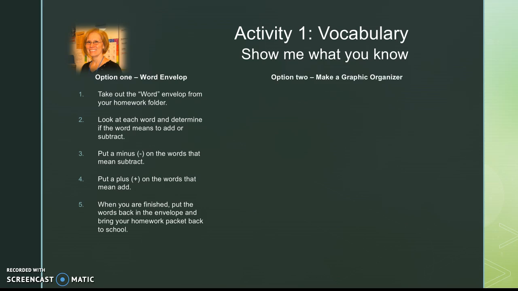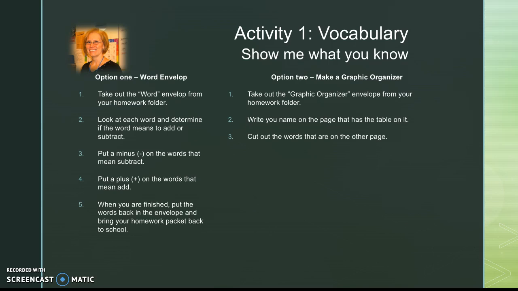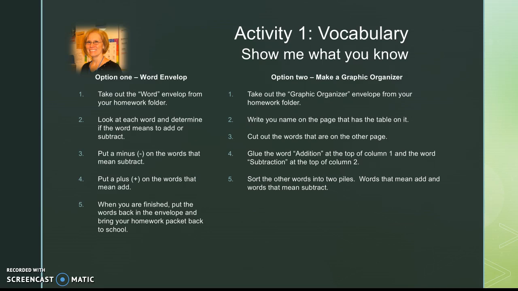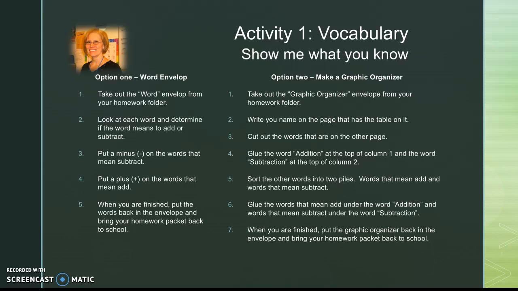Option 2, make a graphic organizer. Take out the graphic organizer envelope from your homework folder. Write your name on the page that has the table on it. Cut out the words that are on the other page. Glue the word addition at the top of column 1 and the word subtraction at the top of column 2. Sort the other words into 2 piles, words that mean add and words that mean subtract. Glue the words that mean add under the word addition and the words that mean subtract under the word subtraction. When you are finished, put the graphic organizer back in the envelope and bring your homework packet back to school.